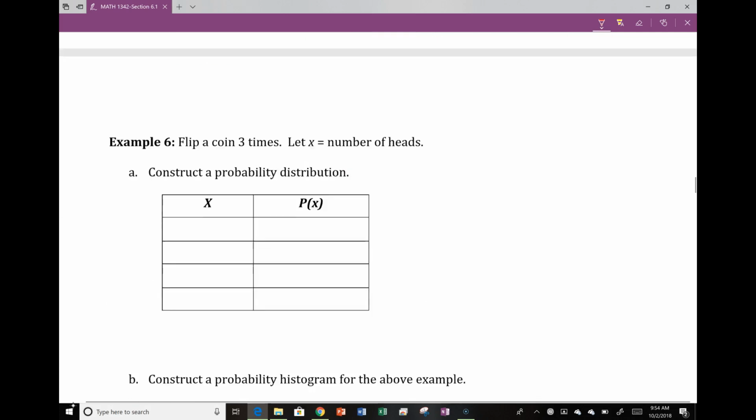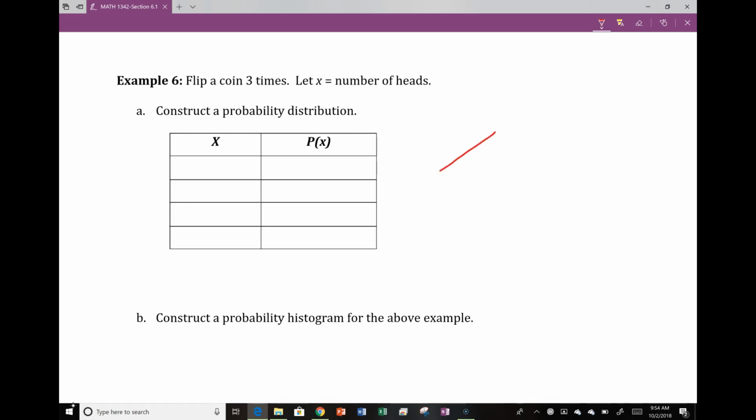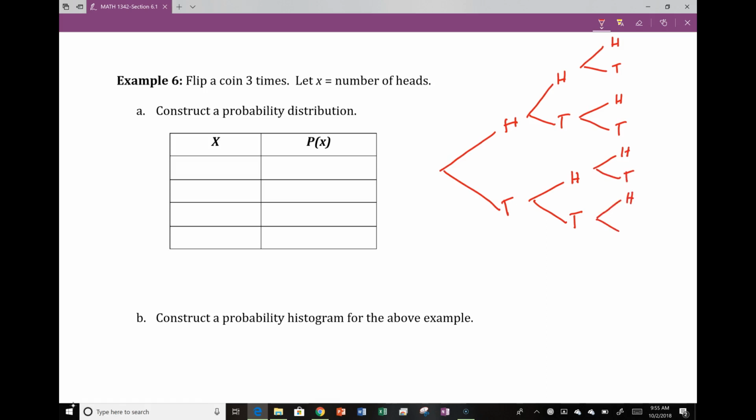Let's look at example 6. We want to flip a coin 3 times, and X is the number of heads. First of all, we need to look at the sample space for flipping a coin 3 times. If I look at flipping the coin once, I can get a head or a tail. On the second flip, I can get a head or a tail, a head or a tail. The third flip, I can get a head or a tail, head or a tail, head or a tail, and a head or a tail.